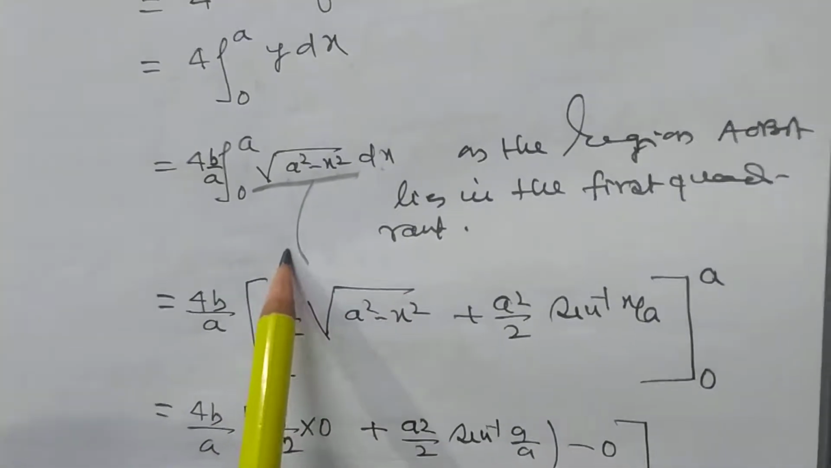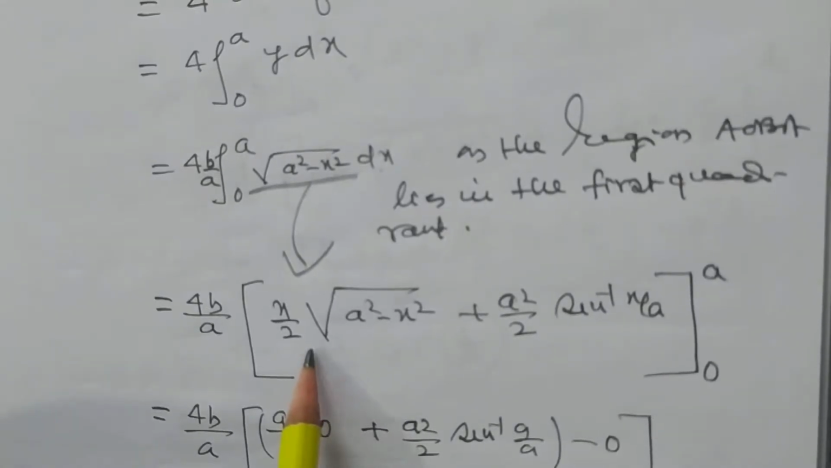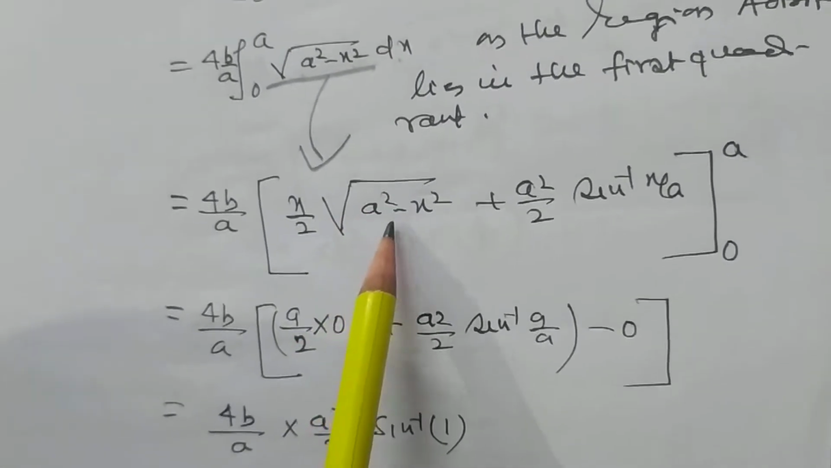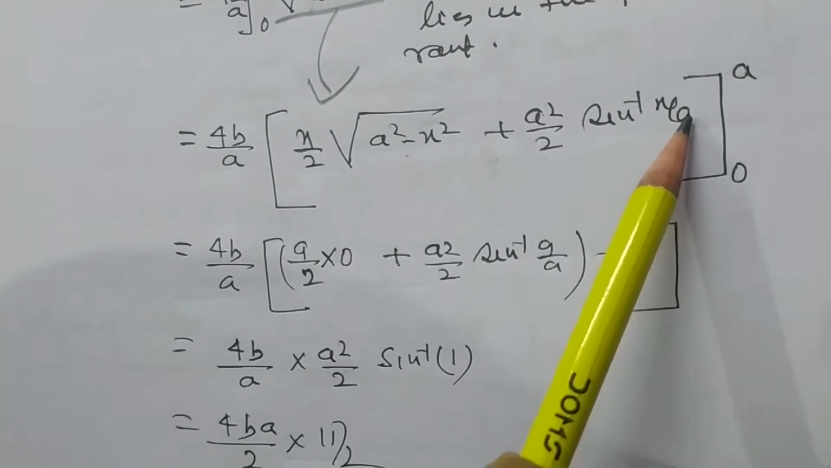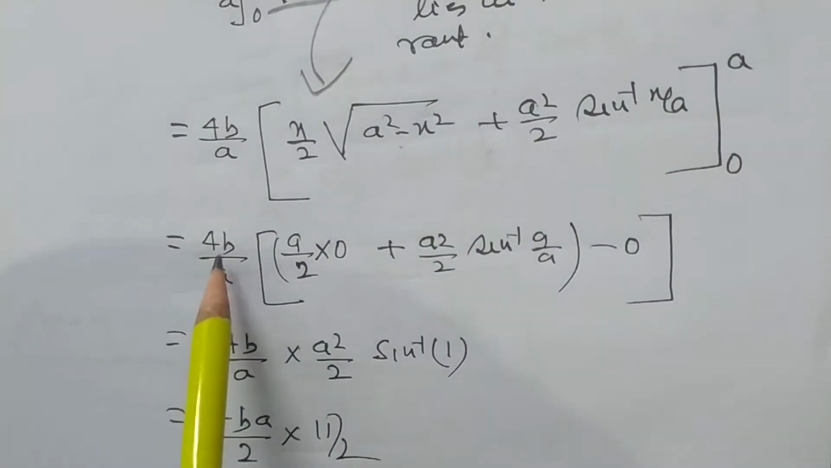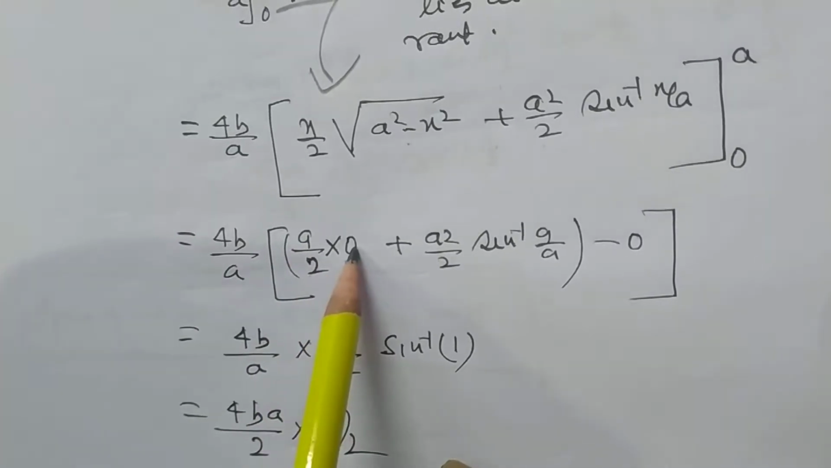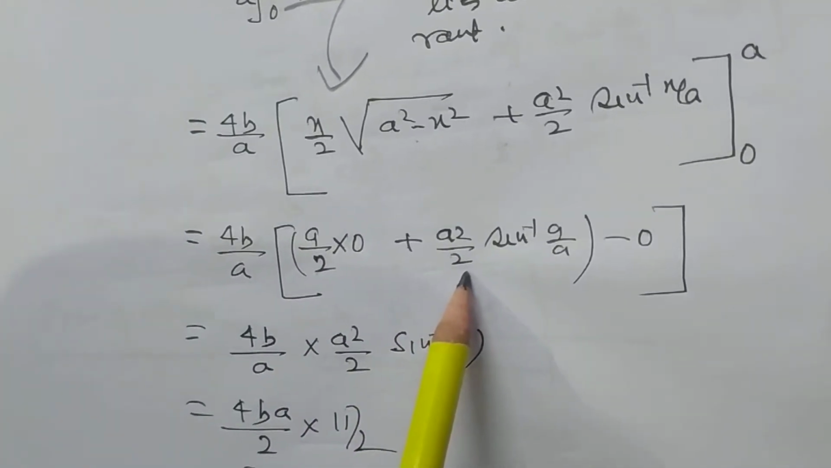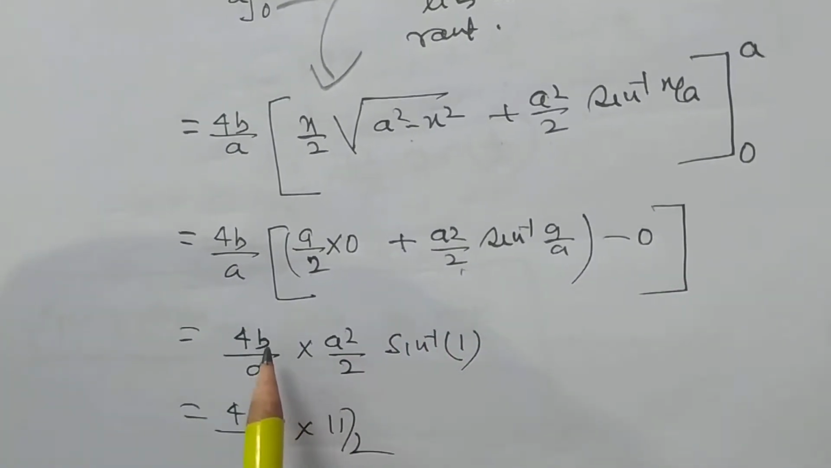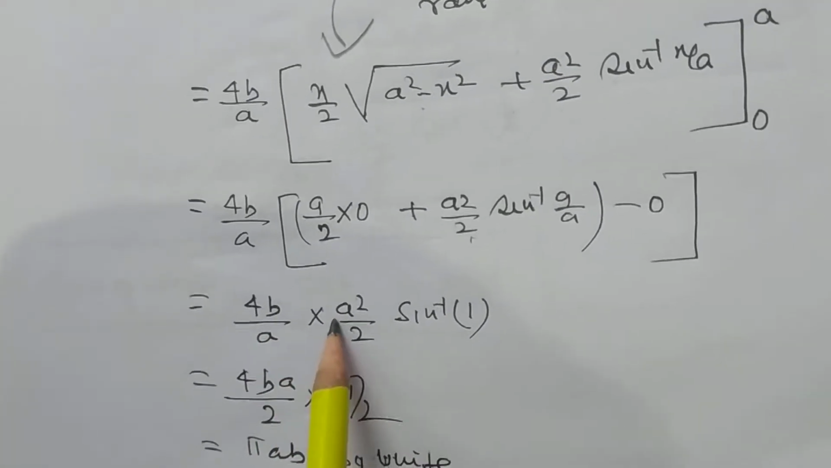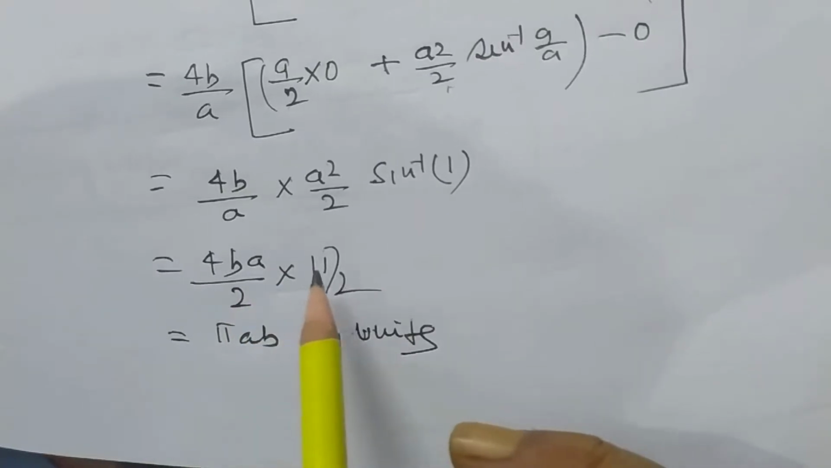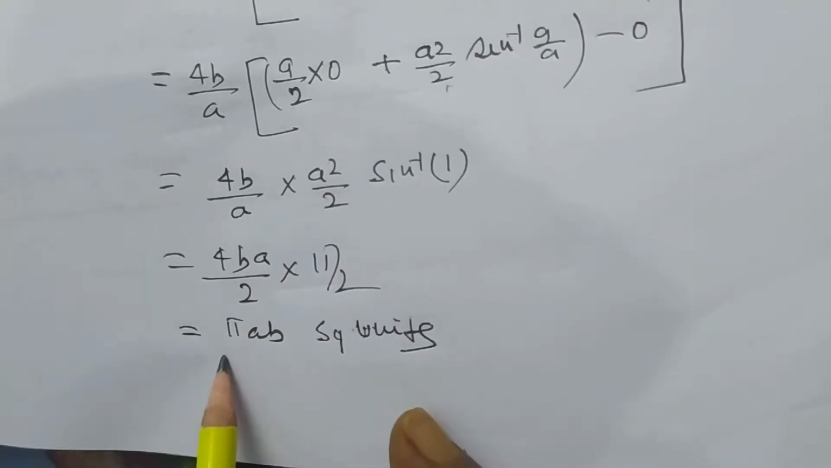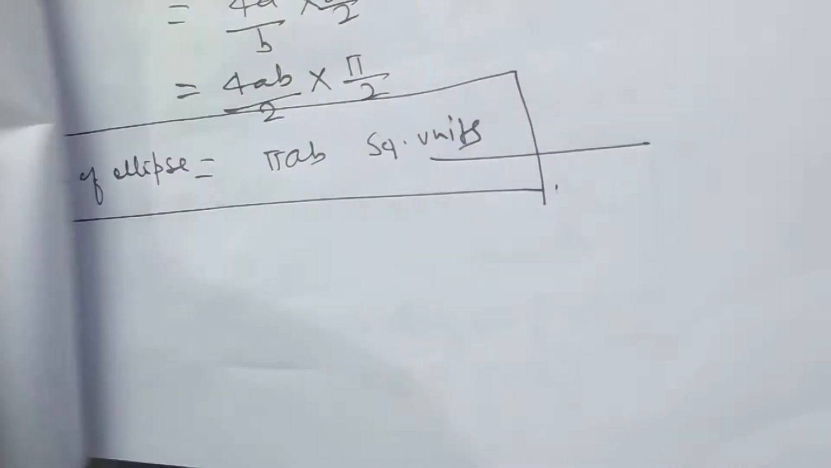Now the formula for the integral of root over a square minus x square is x by 2 root over a square minus x square plus a square by 2 sin inverse x by a, from 0 to a. So 4b by a into [a by 2 into 0 plus a square by 2 sin inverse a by a minus 0], which is 4b by a into a square by 2 sin inverse 1, that is 4ab by 2 into pi by 2, that is pi ab square units.